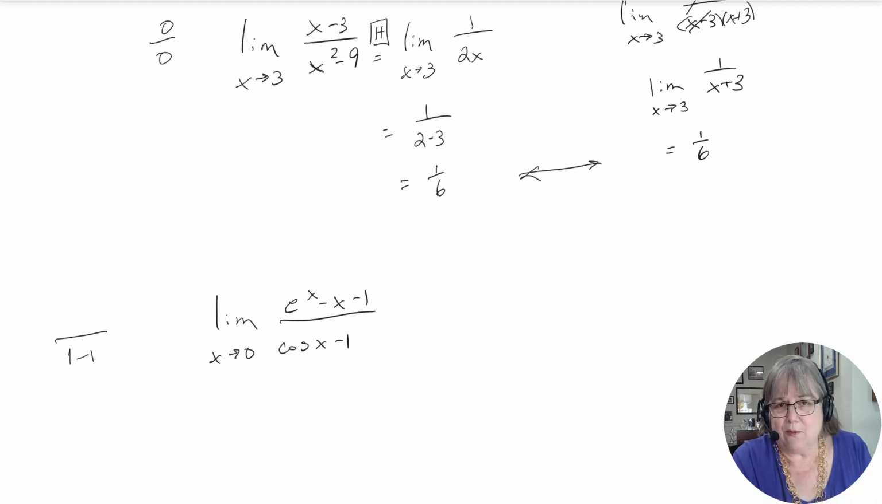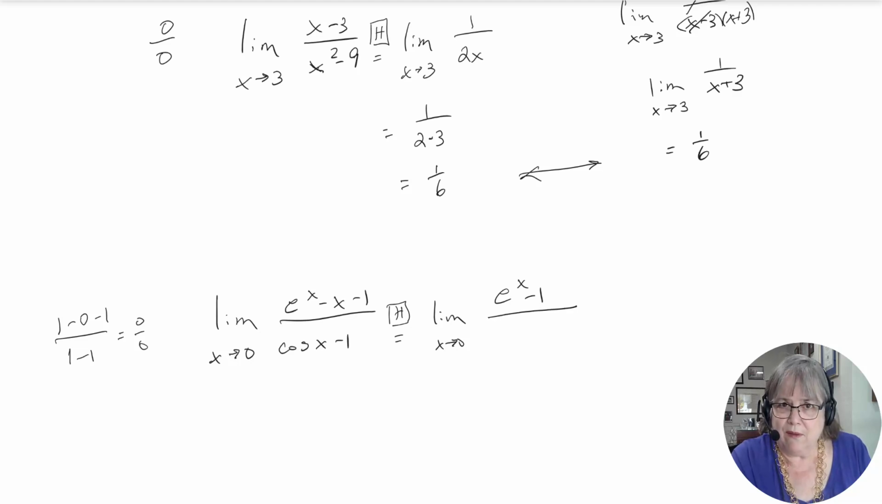Let's see if it works for L'Hopital. E to the 0, anything to the 0 power is 1, minus 0, minus 1. So I have 0 over 0. So this is that indeterminate case. So I am going to apply L'Hopital's rule. And the derivative of e to the x is e to the x. The derivative of minus x is minus 1. The derivative of minus 1 is 0.